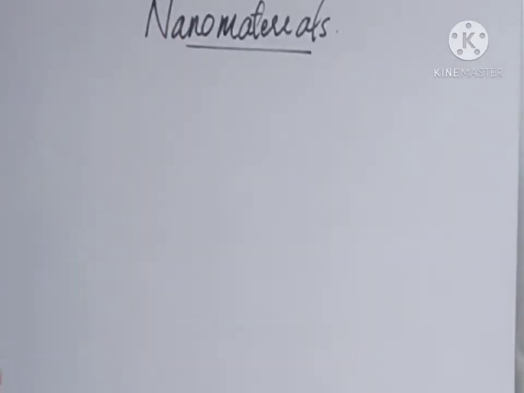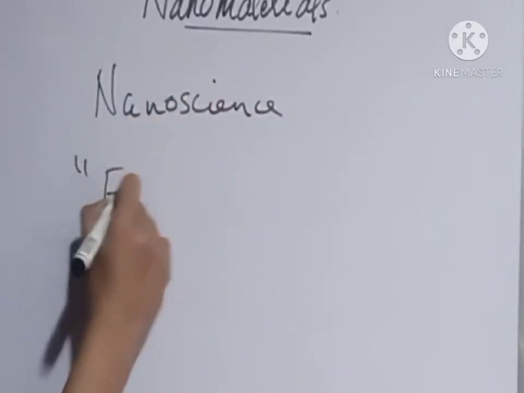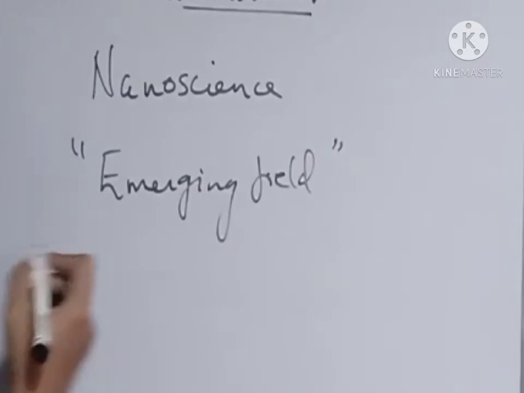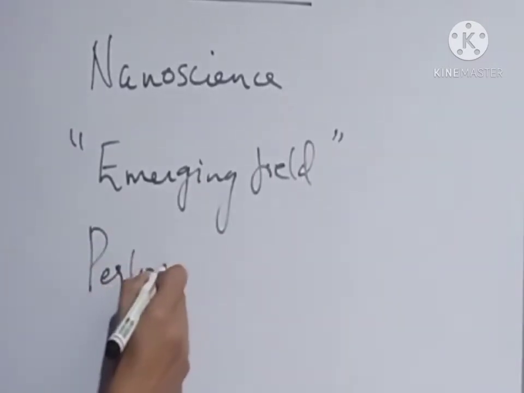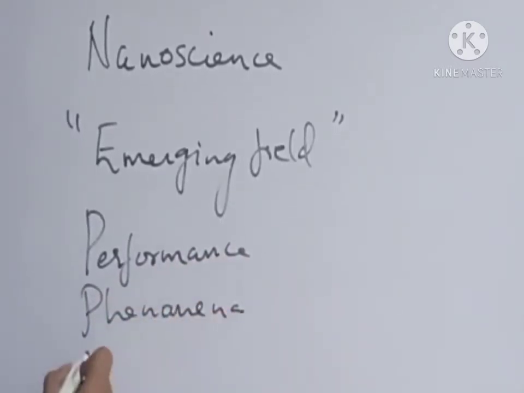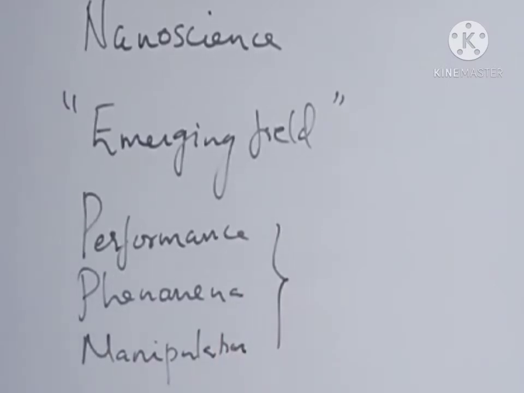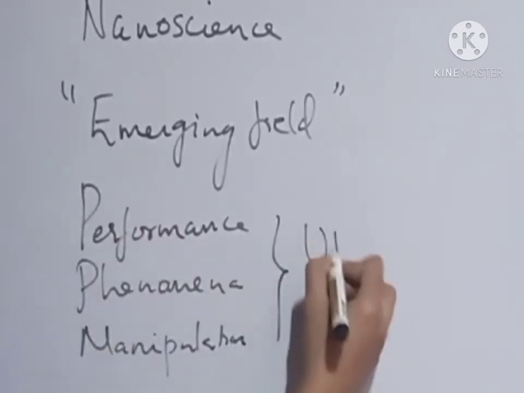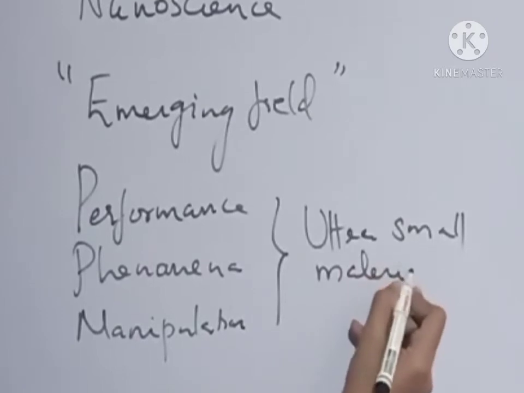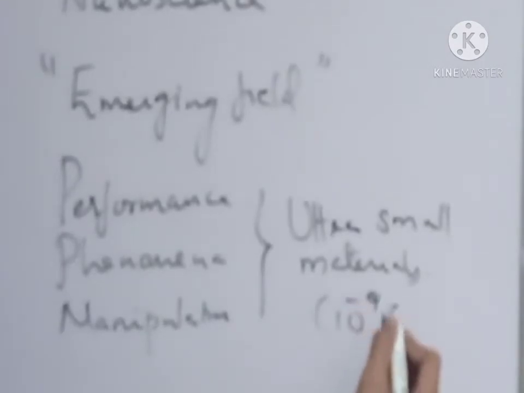Nanomaterials. Nanoscience is an emerging field of science which deals with the performance, phenomena, and manipulations of extremely small, that is ultra small materials, coming under the range 10 raised to minus 9 meter.